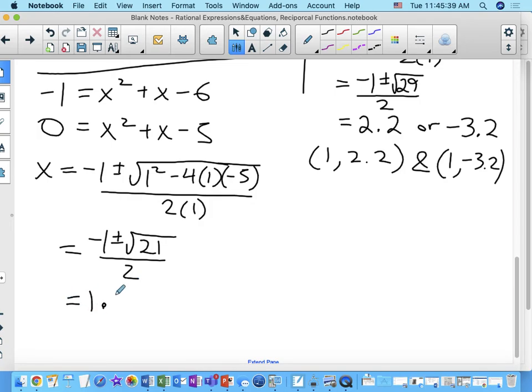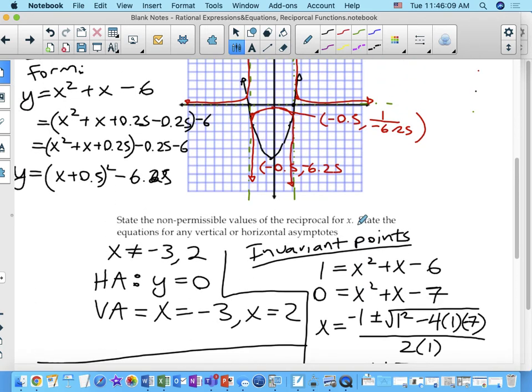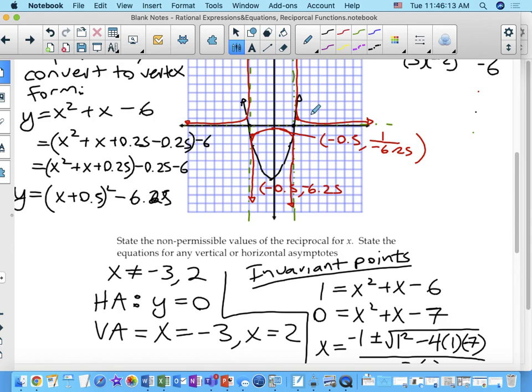1.8 or negative 2.8. So these 2 points are negative 1, 1.8, or negative 1, negative 2.8. So we've got to label those. So this would be the 1, 3.2. This would be the 1, 2.8. This would be the 1, negative 1.8. And this would be, no, negative 1, negative 2.2. There they are.